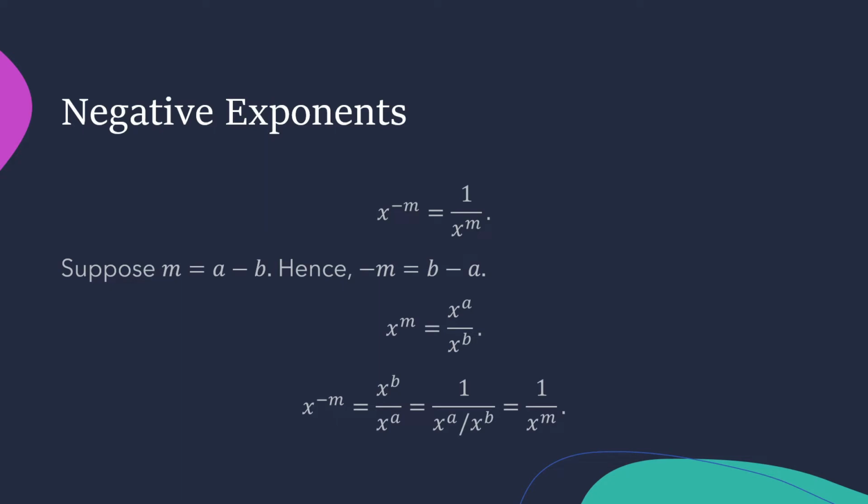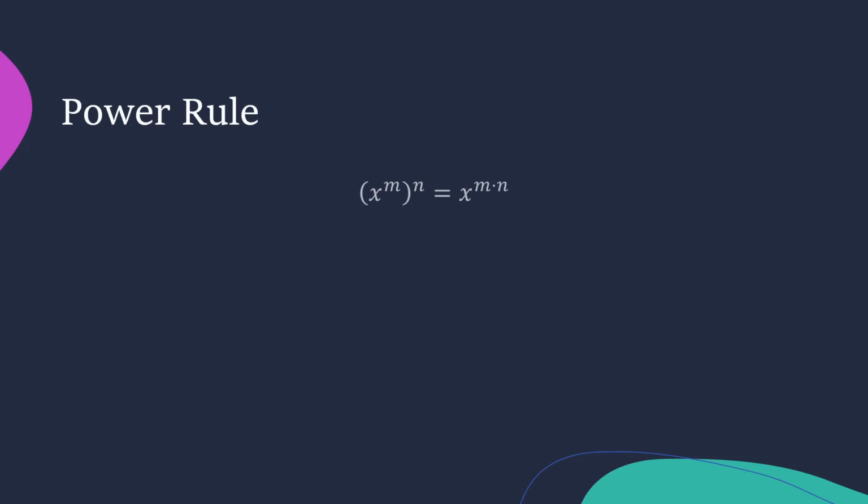And a quick sketch of why this is true: suppose m is a minus b for whatever a and b, and hence negative m is equal to b minus a. And by the quotient exponent rule, we have x to the m is equal to x to the a divided by x to the b, and x to the negative m is equal to x to the b divided by x to the a. And that is equal to the reciprocal of x to the a over x to the b, which is also the reciprocal of 1 over x to the m. So that's cool.